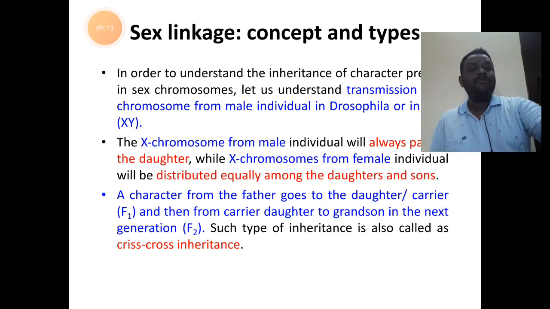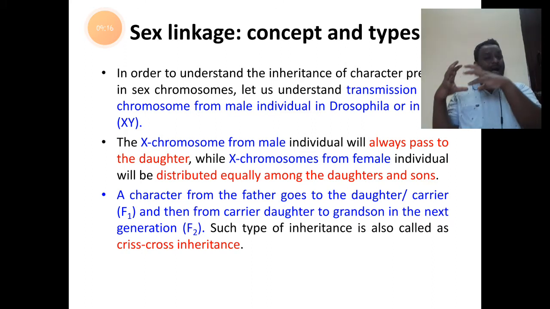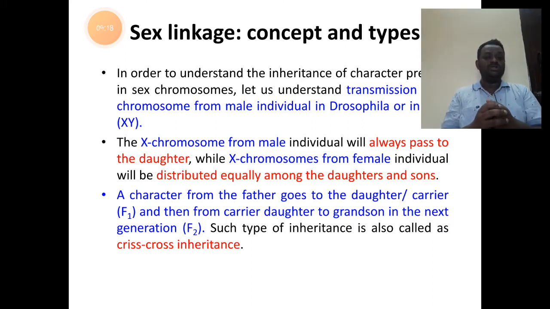The character from the father hence goes to the daughter in the form of a carrier individual, so that you find in the F1 generation, and this carrier daughter will transfer the character from her to her son. Here this exactly refers to the grandson in the F2 generation.